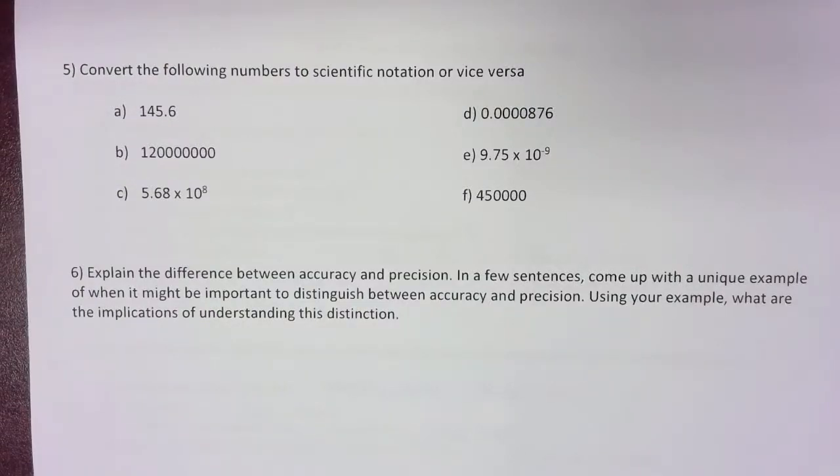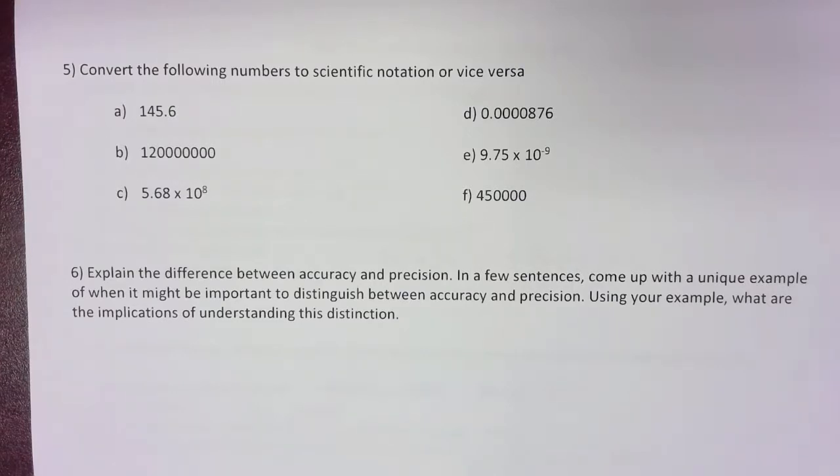All right, here's part 2 of Unit 1 worksheet. This is the second page of the worksheet. So if you're looking for questions 1 through 4, that's in part 1. This is going to be questions 5 through 8. So let's begin with scientific notation.